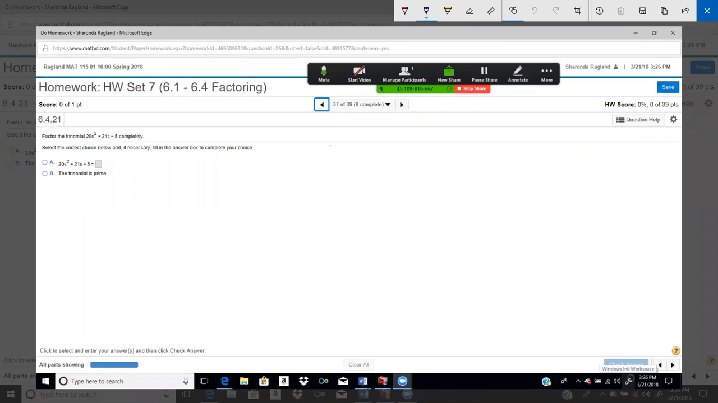We have 20s squared plus 21s minus 5. So do we have a GCF? Nope, can't say 5 because 5 will not go into 21. Okay, so no, we don't. So this is a trinomials 2, so we have to work with the 20 and the 5.